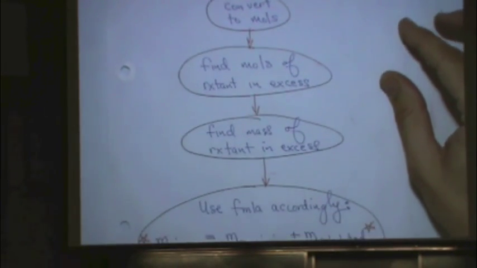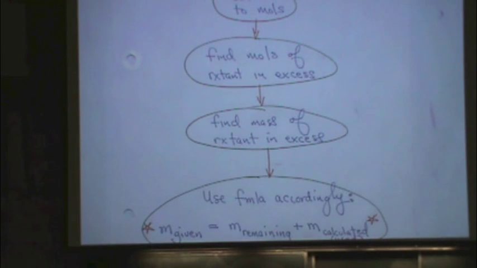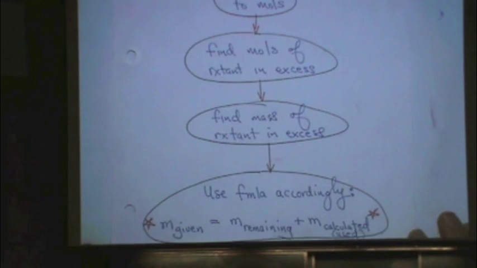Then what are you going to do? Once you have the moles, you're going to find the mass of that. And so now I have a mass, and it better be less than the amount given. So for us, we're expecting a number less than 25, because that's what was given in the question.